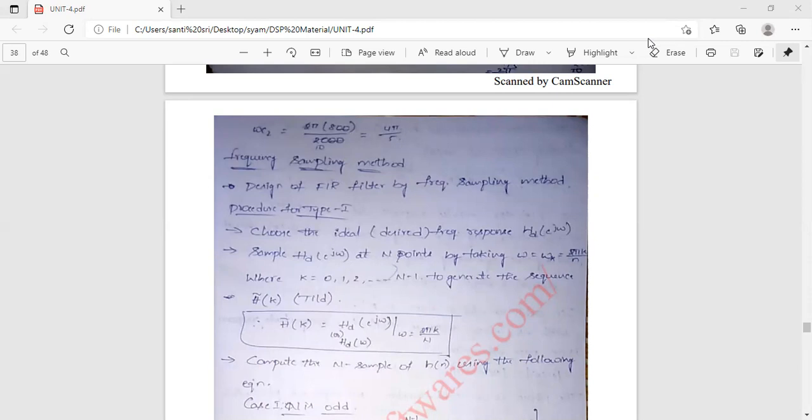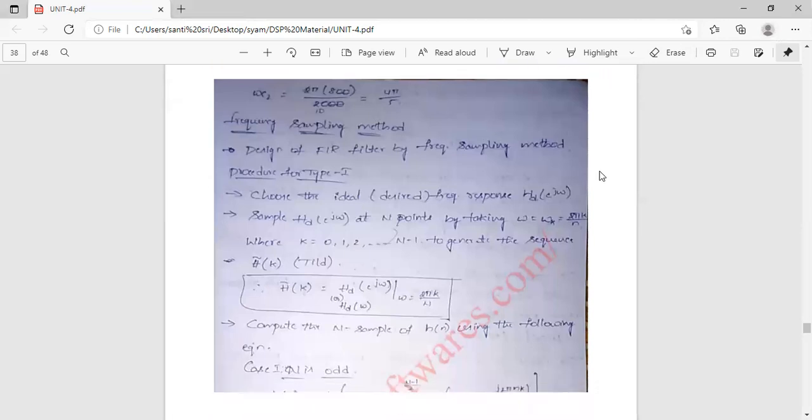How to design with this frequency sampling method. So we'll see the design of FIR filter by frequency sampling method. Here the procedure for type 1 is like this. First, we have to choose the ideal or desired frequency response HD of e power j omega. Sample HD of e power j omega at N points by taking omega equal to omega k equal to 2 pi k by N, where k equal to 0, 1 up to N minus 1, to generate the sequence h bar of k. So h bar of k is nothing but HD of e power j omega at omega equal to 2 pi k by N.